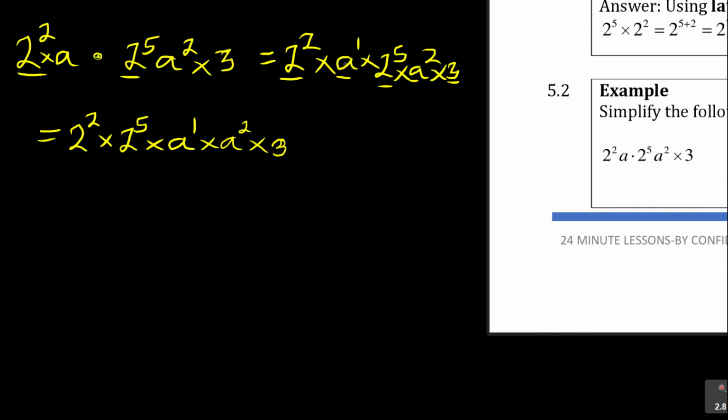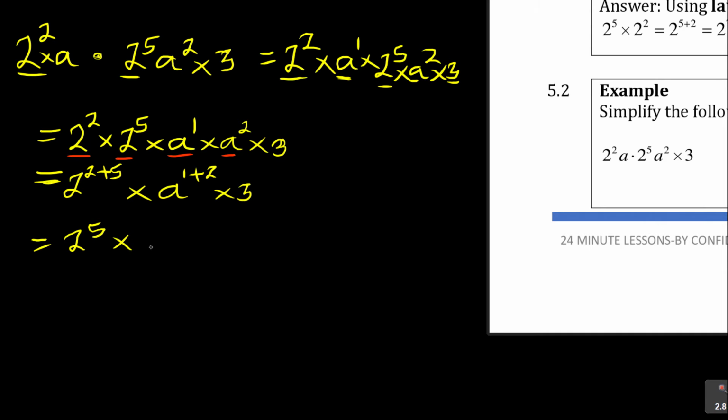Okay, so you have covered that, everything is there, and then we apply our law. But our law, remember, works with bases. If the base is the same, you apply the law. So here we'll say 2 to the power of 2 plus 5 times, again we apply the law there, a to the power 1 plus 2 times 3, which is equal to 2 to the power 5 times a to the power of 3.